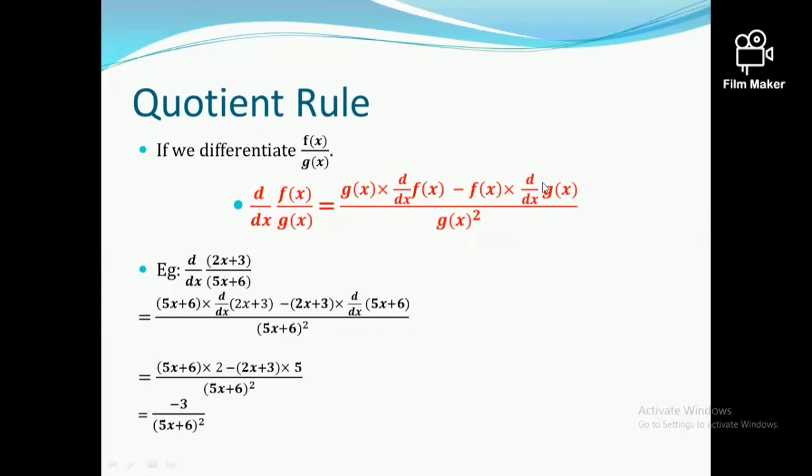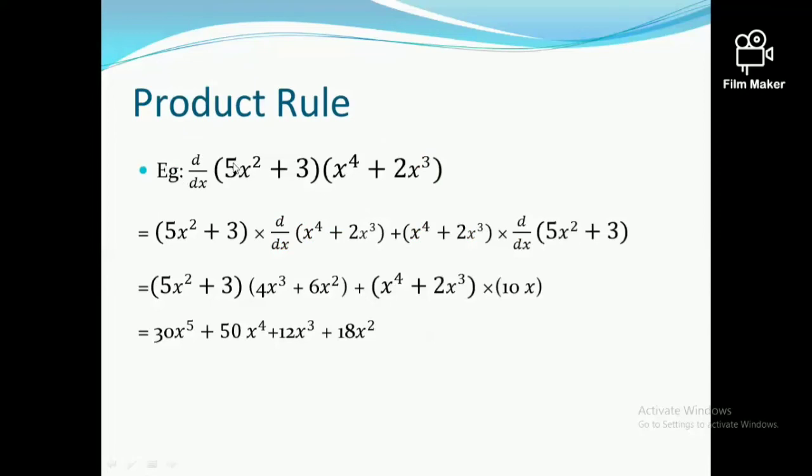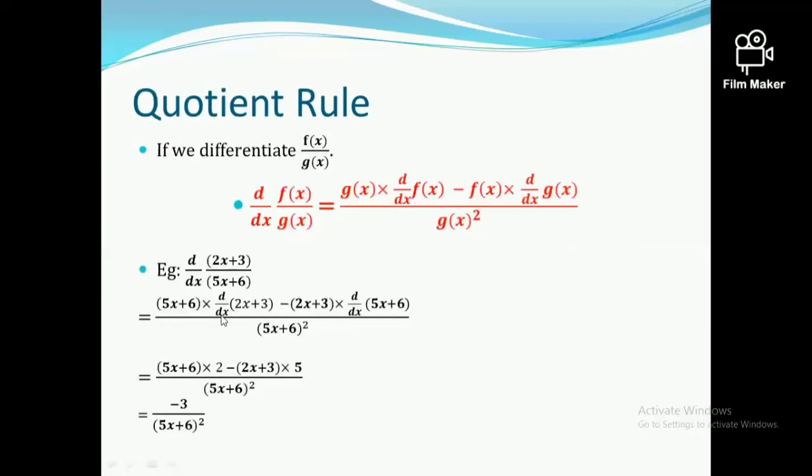In our previous topic, when you work with the product rule, there is no preference about which one is first or second. You can use this one as first and this one as second, and you still get the same answer. But here you can't do it. Here you have to take initially the denominator into differentiation of the numerator, minus numerator into differentiation of the denominator. That is so essential, right?